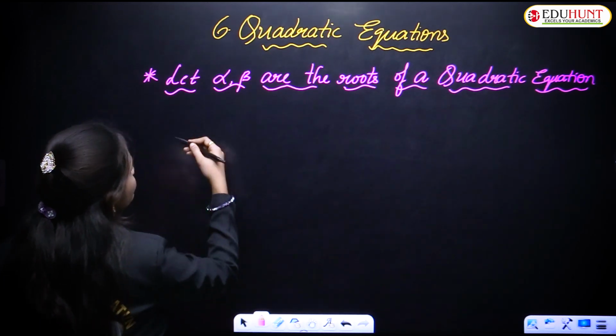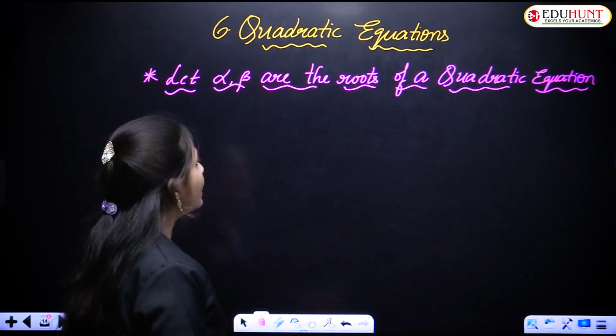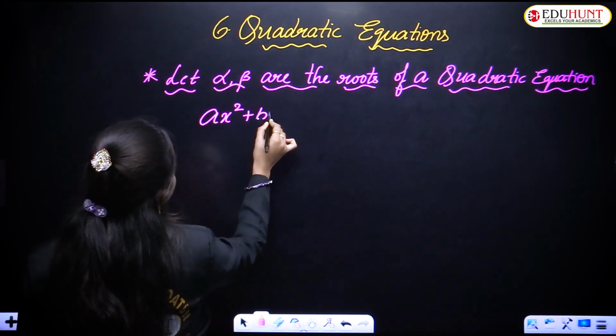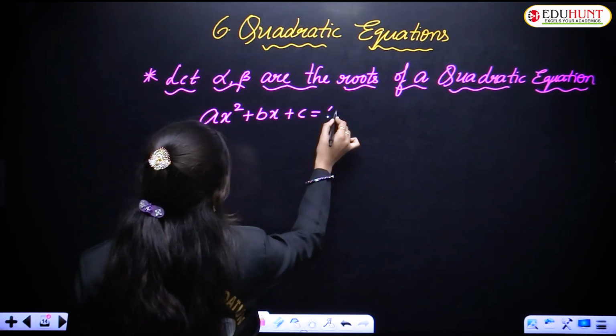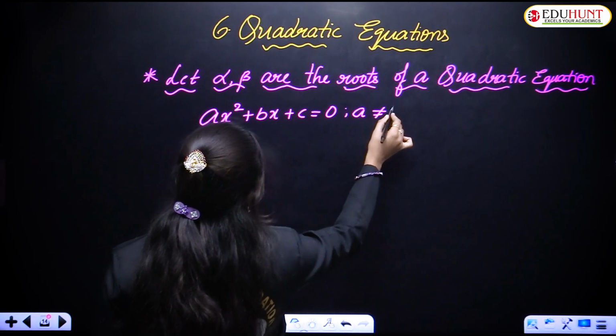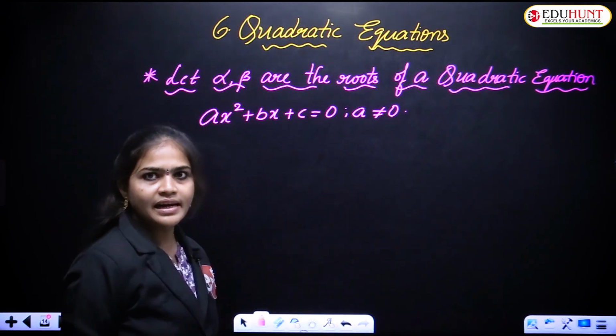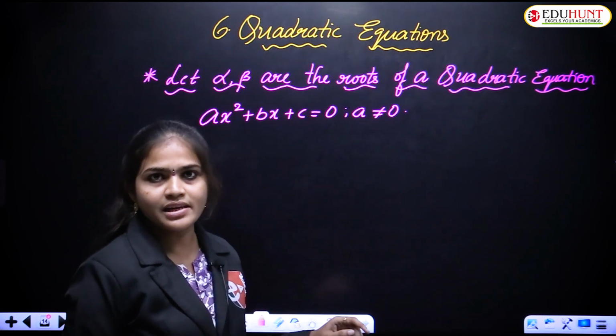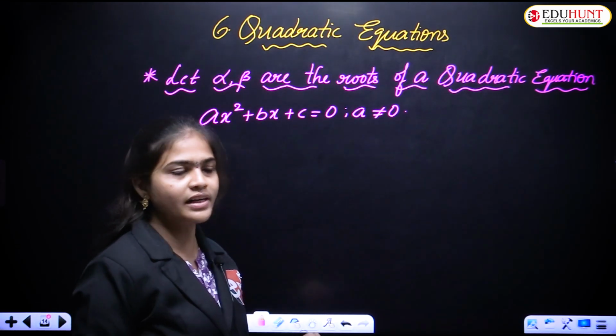Then, for the roots of a quadratic equation, we know the general form of a quadratic equation is ax square plus bx plus c is equal to 0, where a is not equal to 0. We know this, right? So here x is given by Sridharacharya's rule, the quadratic formula we already discussed.